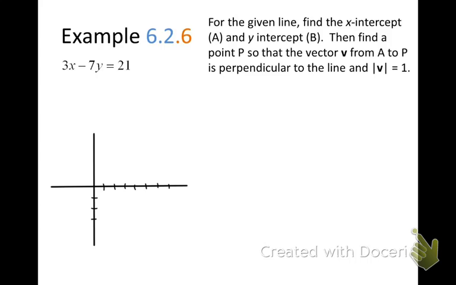Okay, so we said that the x-intercept was 7. How did you guys find that? You plug 0 in for the y and solve, right? So if you plug 0 in for the y, that essentially gets rid of this term. Divide by 3, we get 7. To find the y-intercept, we plug in 0 for x, so that gets rid of this term. Divide by -7, that leaves you with -3. So that's how we found those.